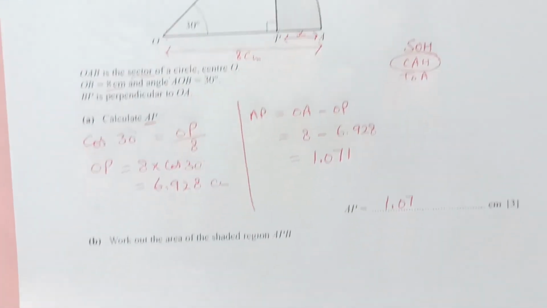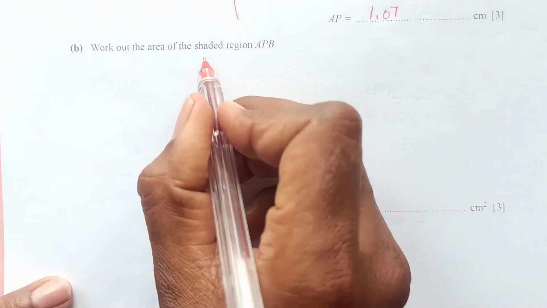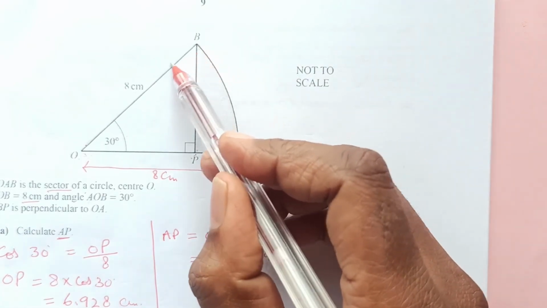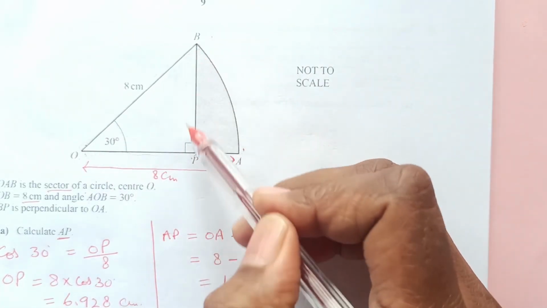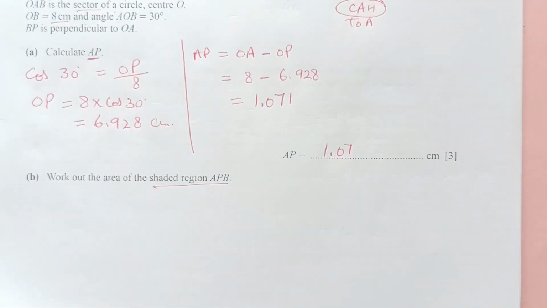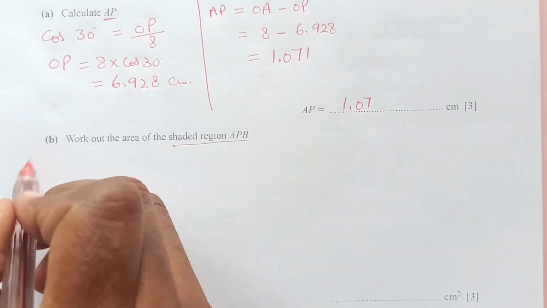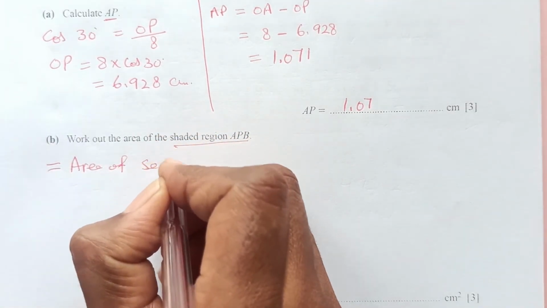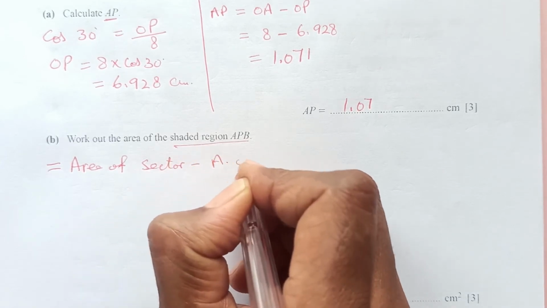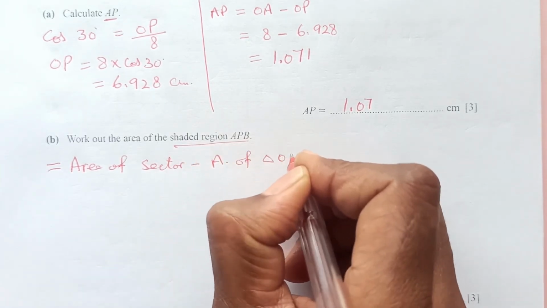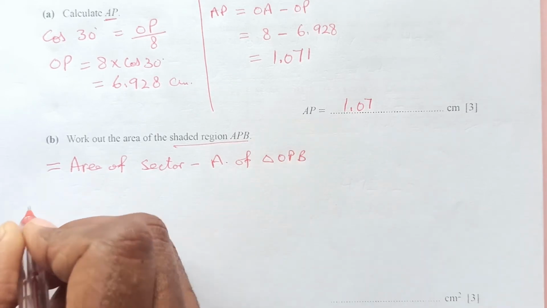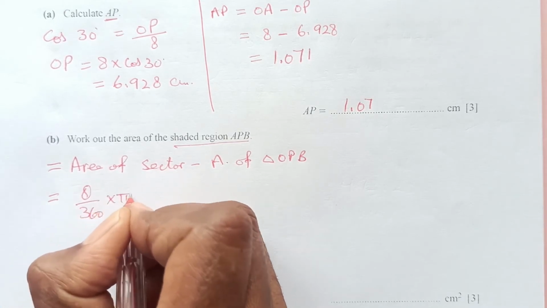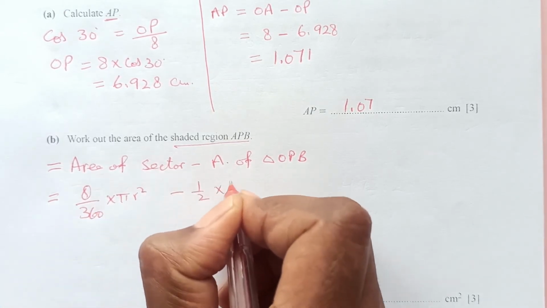Okay, right? Now work out the area of the shaded region APB. So now we are looking for this area. For that we need the area of the sector minus the area of the triangle. So the area of the shaded region will be equal to the area of the sector minus the area of triangle OPB, right?